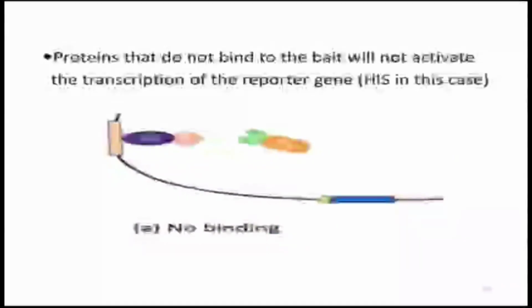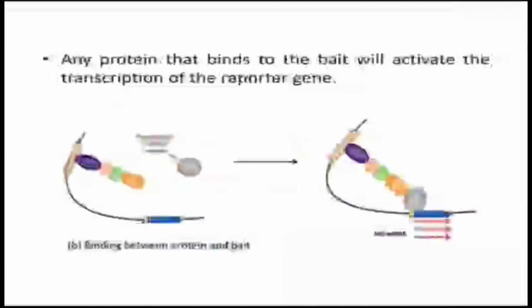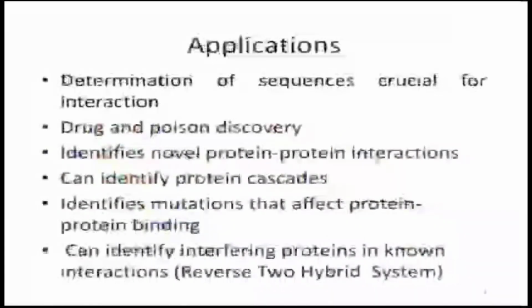Proteins that do not bind to the bait will not activate the transcription of a reporter gene, that is HIS in this case. Any protein that binds to the bait will activate the transcription of the reporter gene. And this transcription initiation complex binds to the mRNA for the HIS protein.